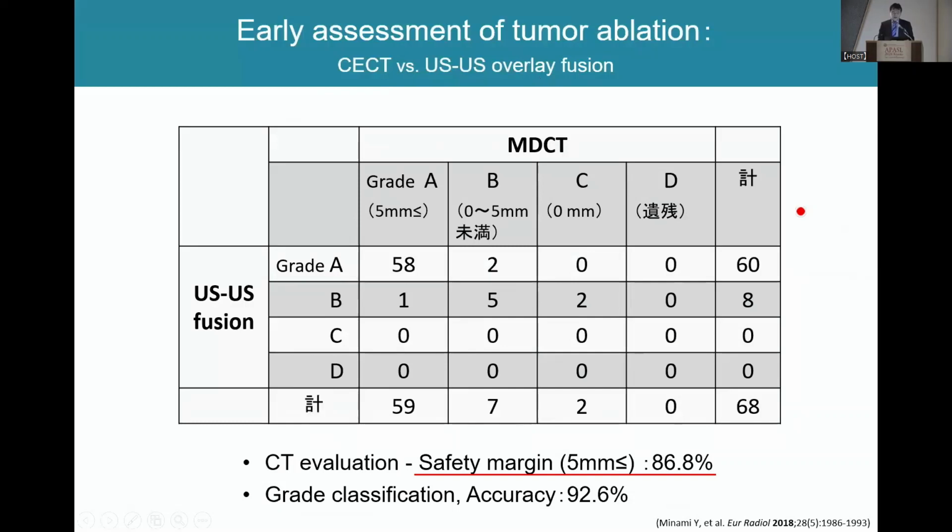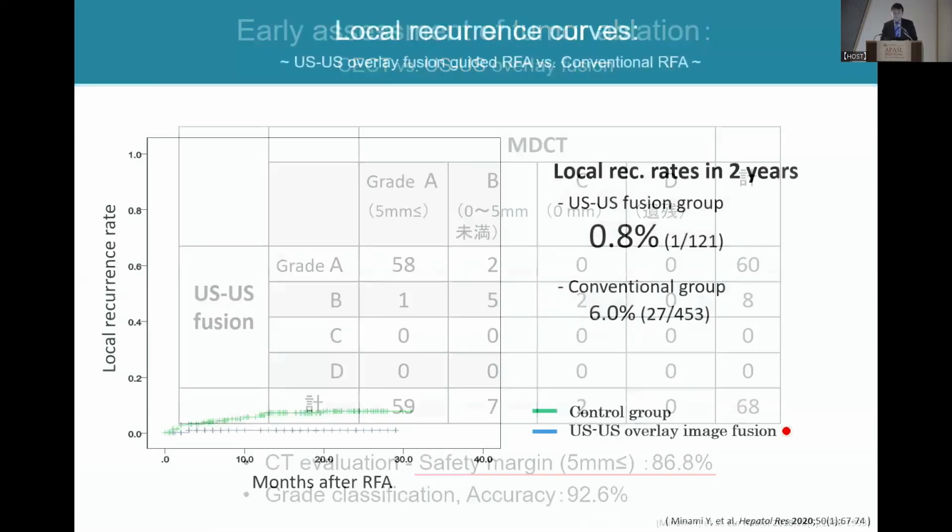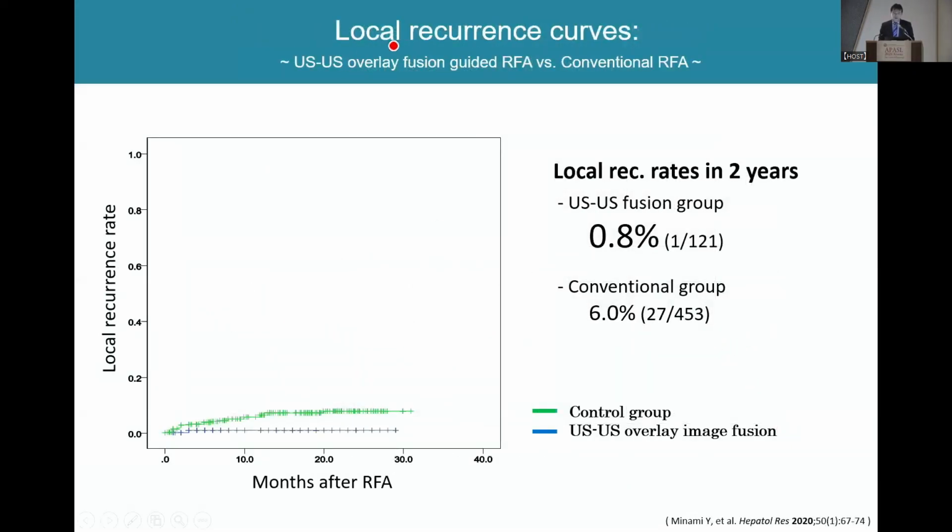We could reach a rate of safety margin achievement of 86.8%, and the accuracy of early assessment of tumor ablation with US overlay fusion was 92.6%. You can see the local recurrence curves between the US overlay fusion guidance and the conventional techniques. The rate of local recurrence was significantly lower in the US fusion guidance group.